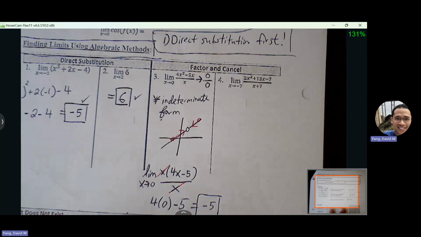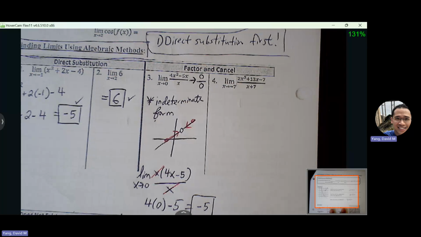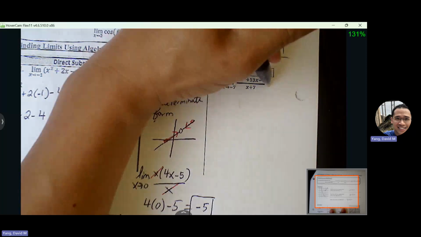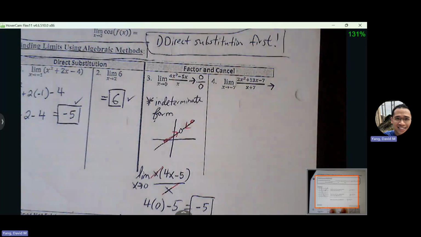All right, number 4. First things first, what do we do? Substitute, plug -7 in, okay? Even if it looks like, oh, I can factor and cancel out, don't skip that step, okay? So go ahead and plug in -7.